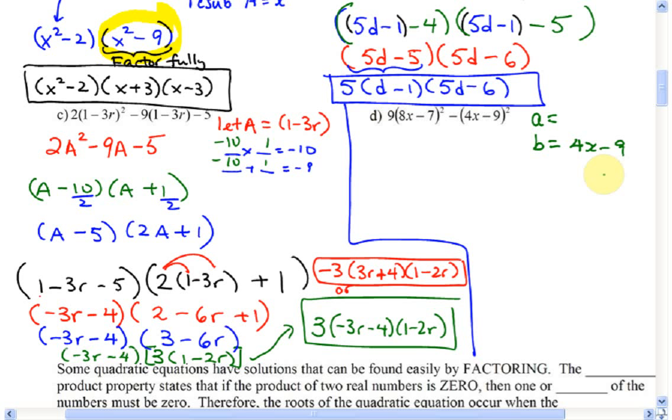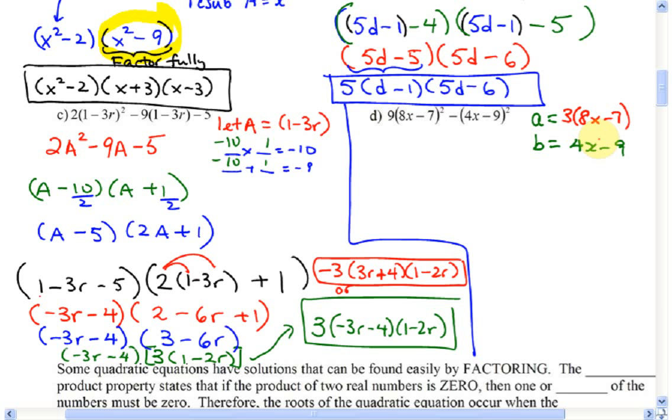Good. Now, what's A? Careful. A squared is 9 bracket 8x minus 7 all squared. So what would A be so that when I multiply it by itself, it gives you that? It's just the square root of that. Good. What's the square root of 9? 3. Good. What's the square root of (8x minus 7) all squared? 8x minus 7. Good. I get it. There's your A value.